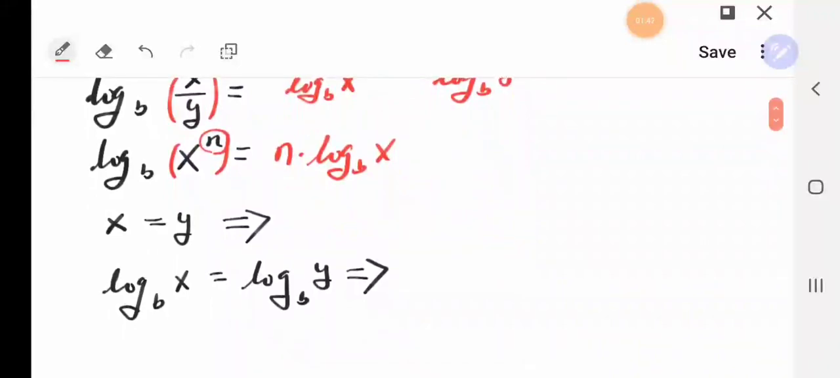Okay, next one is, here's an equation, x equals y. Then we can make it a logarithmic equation. What we can do is just take logarithm base b on each side of the equation, so that we can write it as logarithm base b of x. Let me move this a little bit to the right. So take logarithm base b on the right side too.